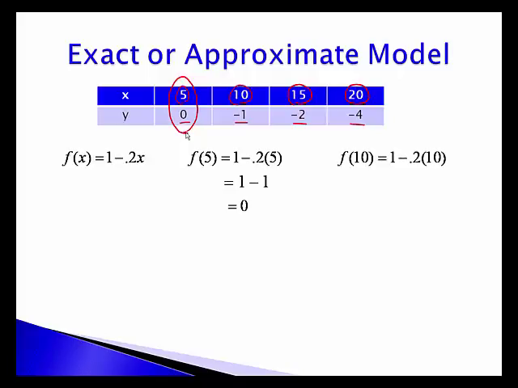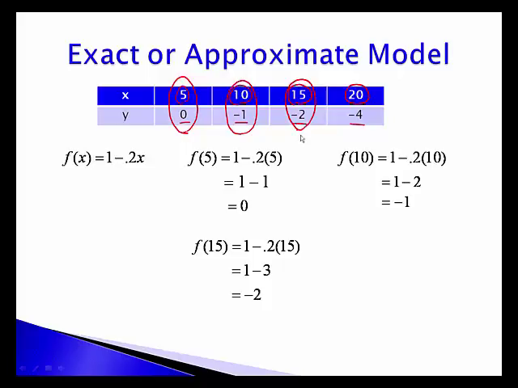When we plug in a 10, we get 1 minus 0.2 times 10, 1 minus 2, or a -1. Once again, I hope you see that when we plugged in a 10, we got out a -1. So far this still could be an exact model. Let's continue with 15 now. When we plug in the 15, we get 1 minus 0.2 times 15, or 1 minus 3, for a -2. Once again, when we plugged in a 15, we got out a -2. This still could be an exact model.